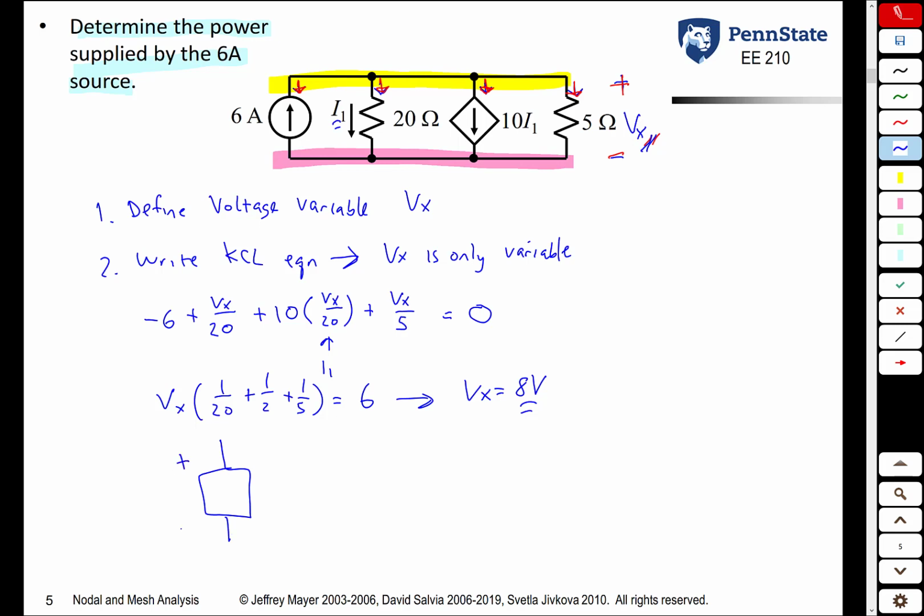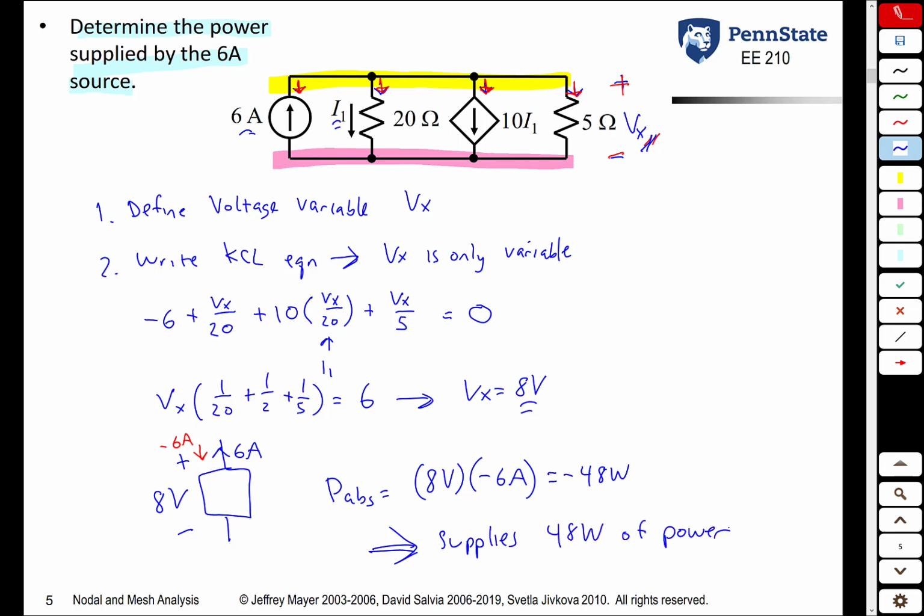We know the voltage across that source is 8 volts. We just solved for that. We also know that the current through that device is 6 amps going from bottom to top. How do we know that? Because it's a current source. So the absorbed power, using the power equation, is the voltage across the device times the current into the plus terminal. The current into the plus terminal is negative 6 amps. So the absorbed power, using the passive sign convention, is 8 times minus 6, or negative 48 watts. So basically this means this current source supplies 48 watts of power.